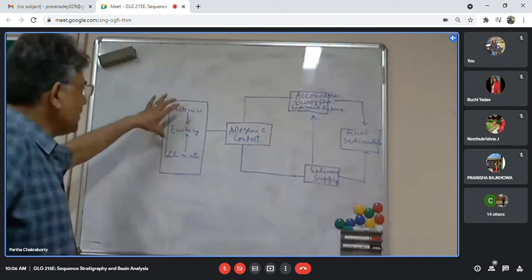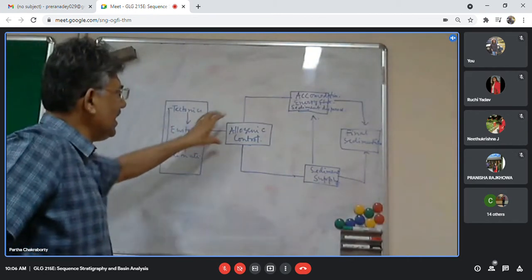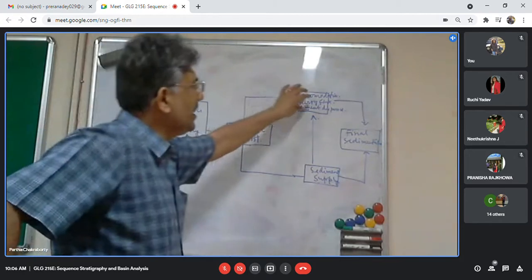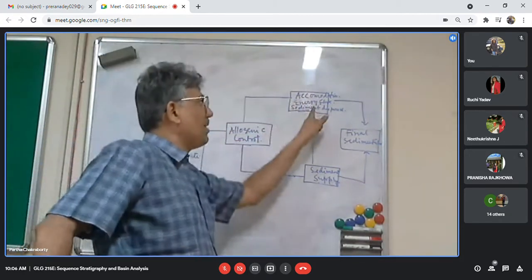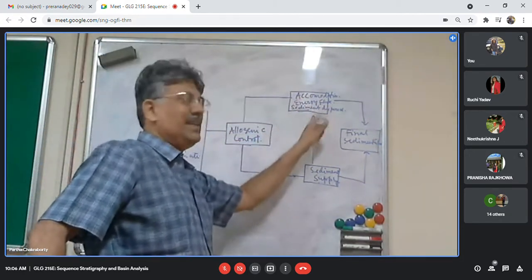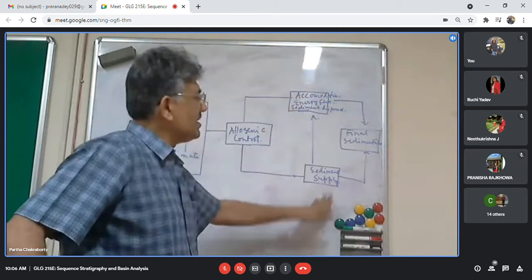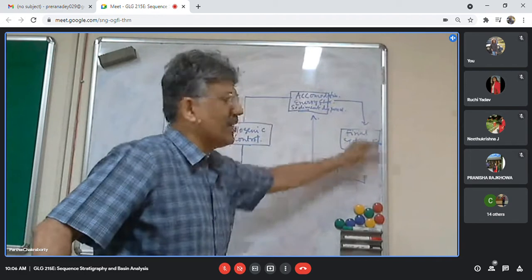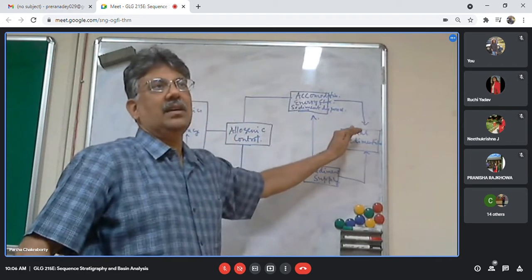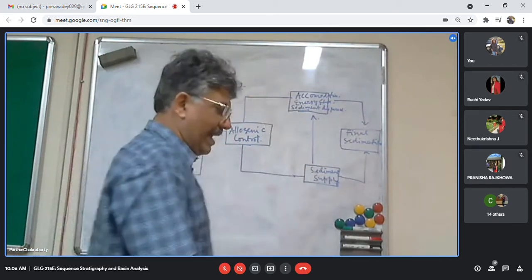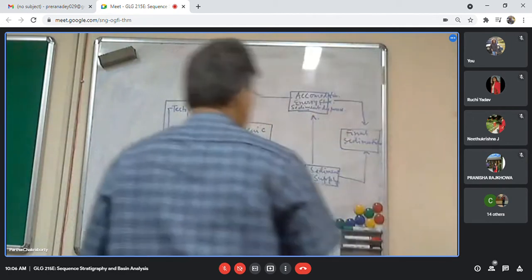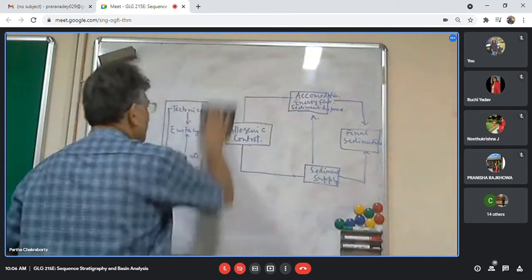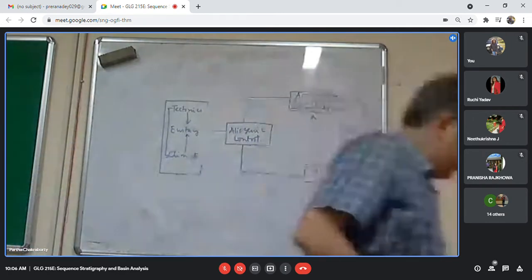These are the three aspects which are causing the allogenic control, creating the accommodation, which is further worked upon by the energy flux and sediment dispersal, and there is a sediment supply which is filling this accommodation, and that is basically causing the final sedimentation. Now, we will come into this.